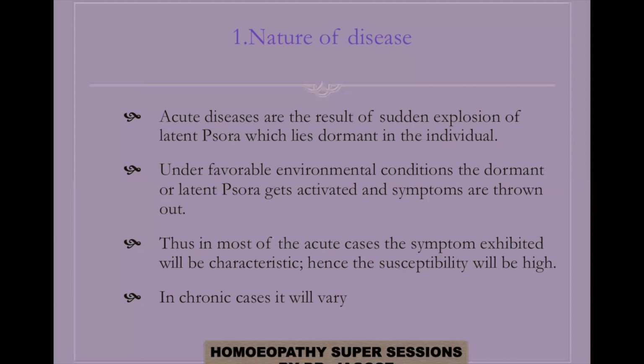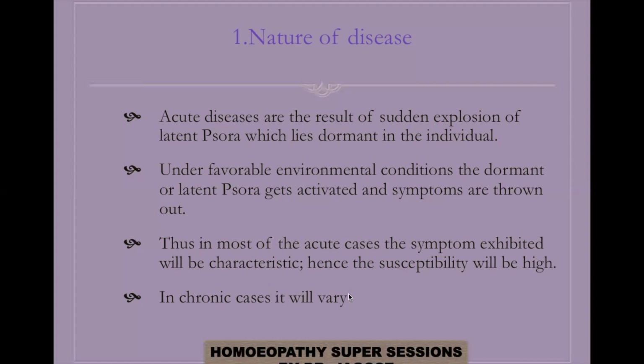So therefore, in an acute case, since the onset is sudden, since there is a sudden outburst of latent psora, naturally you will get characteristic symptoms. So therefore, we say susceptibility will be high. Whereas in a chronic case, well, it will vary. It depends on many factors.